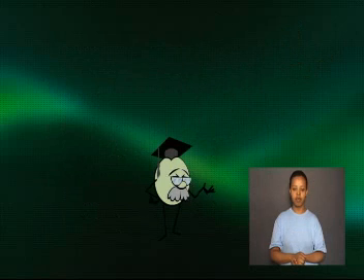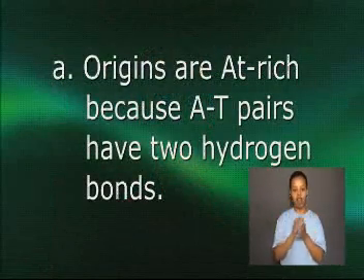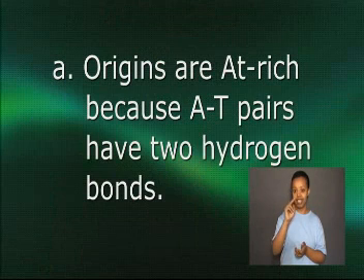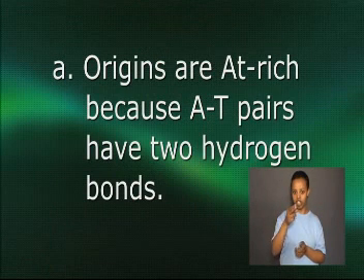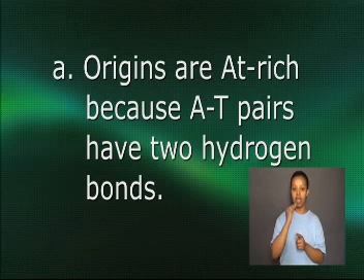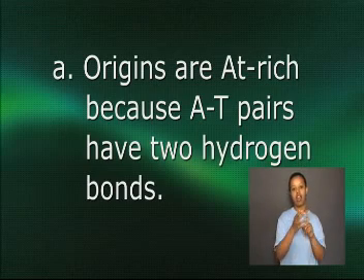Time's up! Let's get back to our lesson. Welcome back, students. Let us check your answers together. Origins tend to be AT-rich, that is, rich in base pairs of adenine and thymine, because AT pairs have 2 hydrogen bonds rather than 3. Therefore, they take less energy to separate.